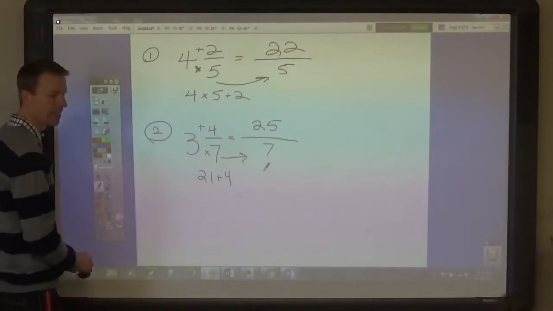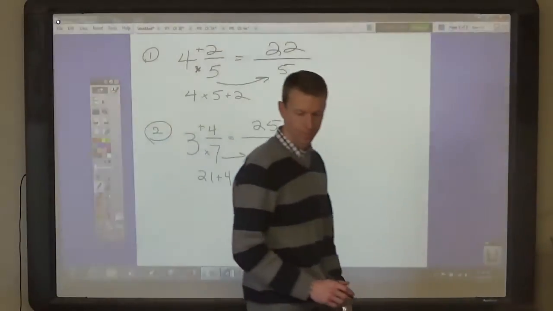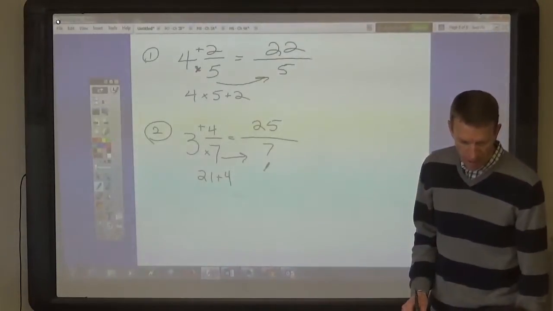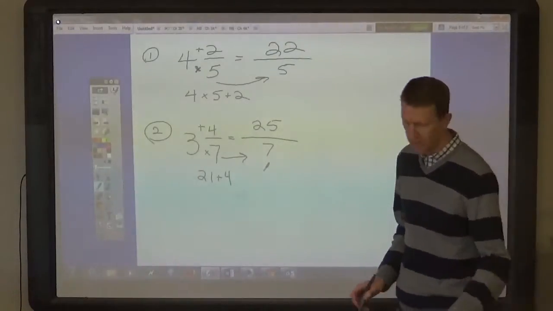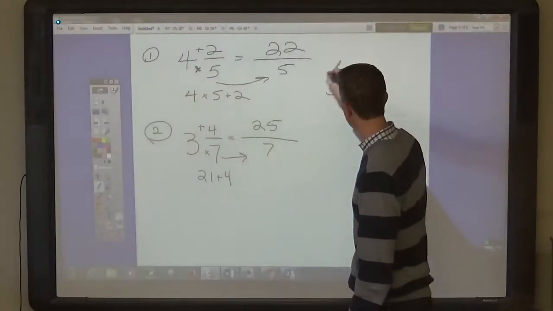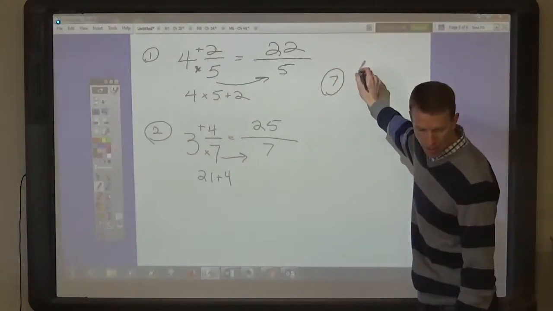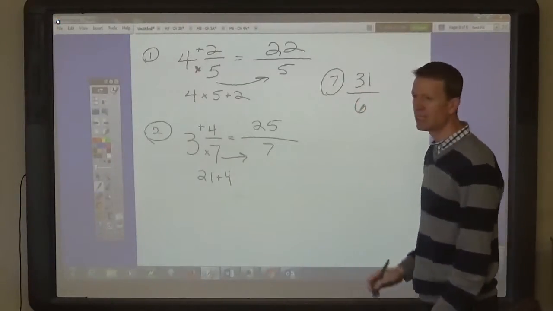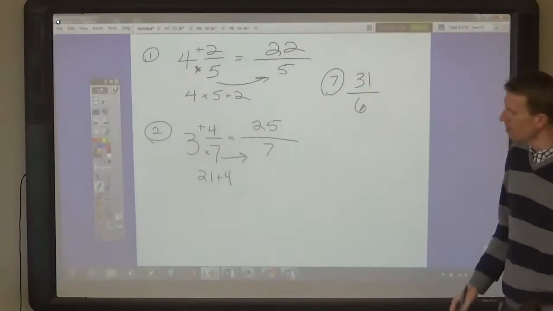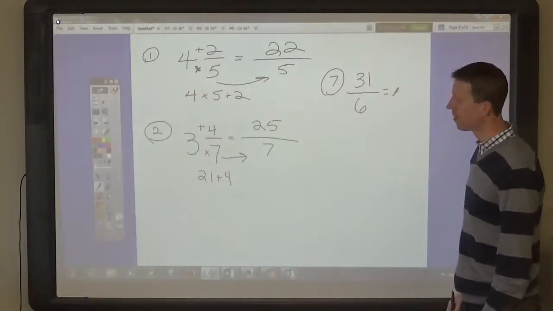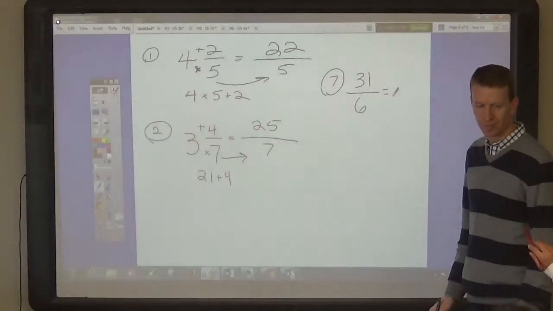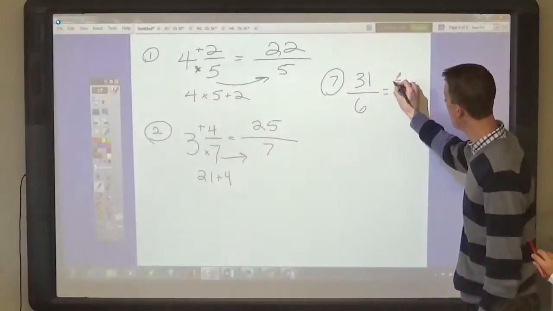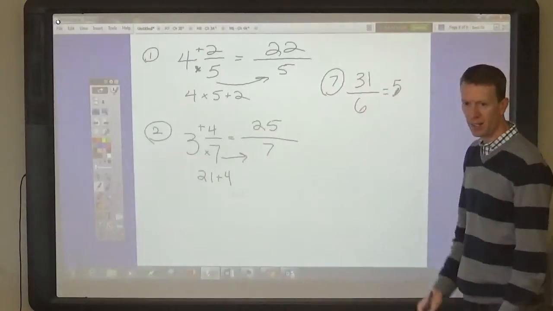Now, skip to the second section. Okay, just wait then. Number 7, for example, we're going to convert a top-heavy fraction, 31 sixths. We have 31 pieces cut into sixths. So, how many wholes can we make? 5, because 5 times 6 is 30.